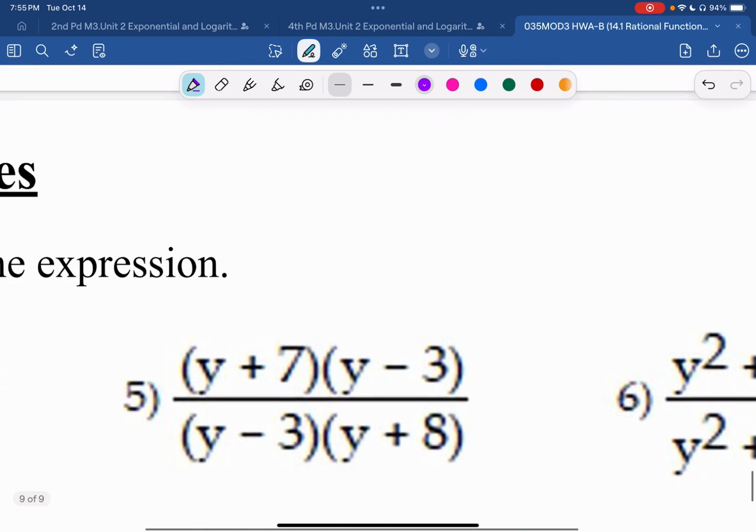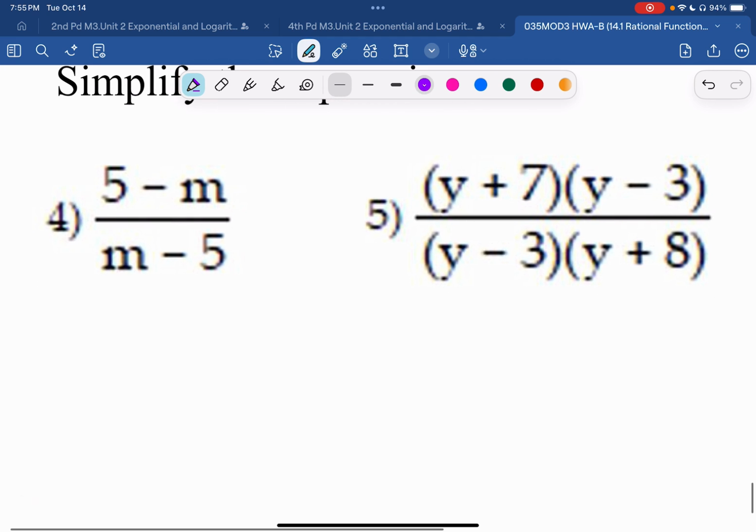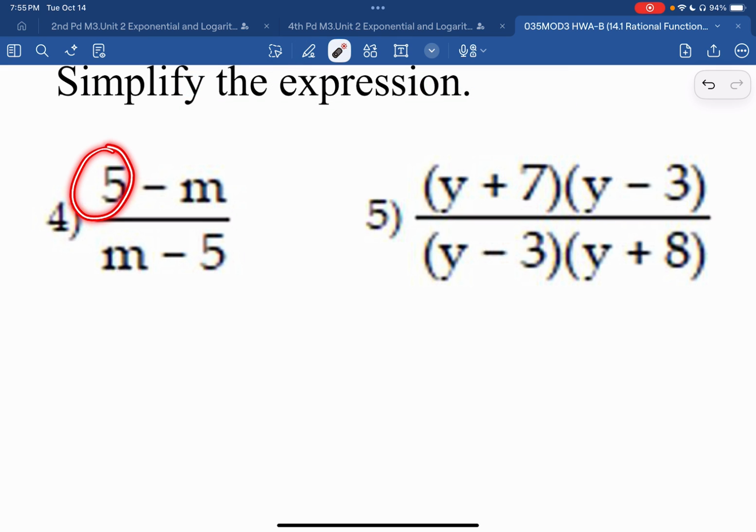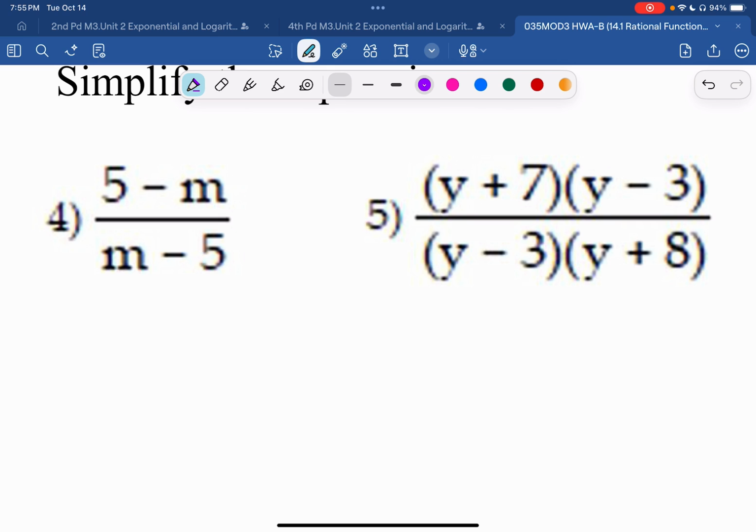All right, let's look at a couple more. So in example 4, sometimes these can be tricky. They look really close, but they're not the same. If you notice, the 5 in the numerator is positive, but the denominator is negative. Then if you notice, this m in the numerator is negative, and the denominator is positive. So they're almost the same, except for the sign.